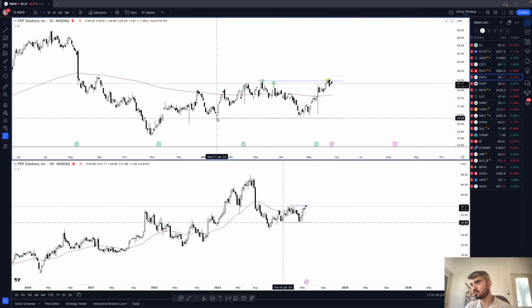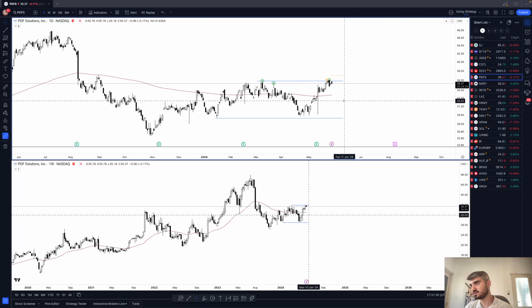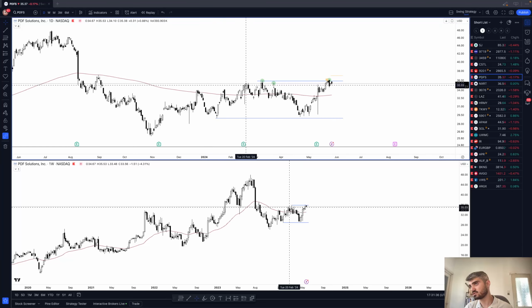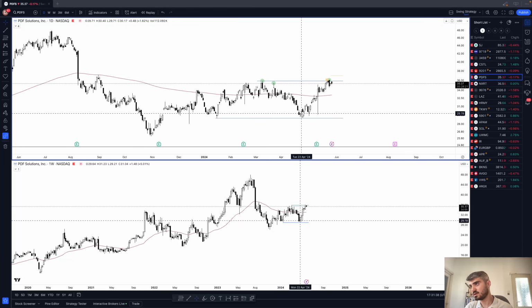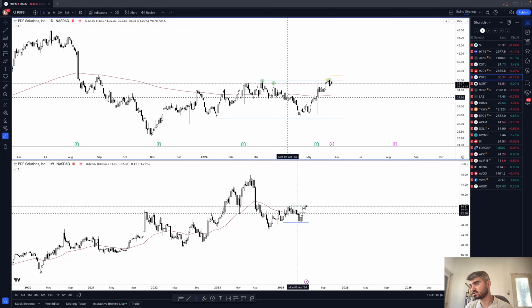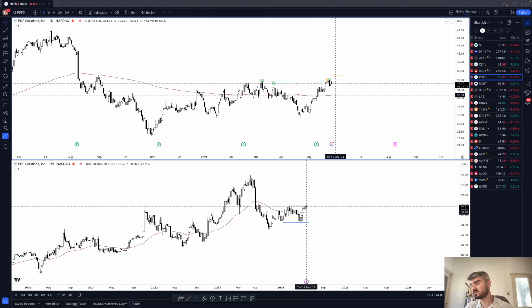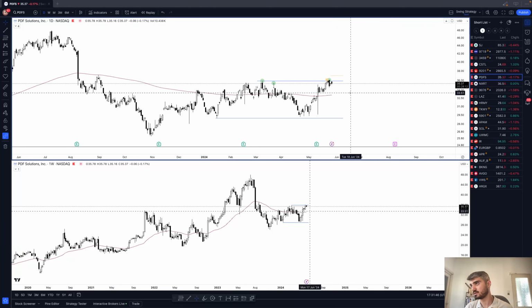Because for a rectangle I want to see 2 touches at the lower boundary, 2 touches at the upper boundary. But it's not just touches, as you can understand. I want to see reactions. So we have reaction and another reaction. But first reaction from the upper boundary and not yet a sufficient second reaction from the upper boundary.